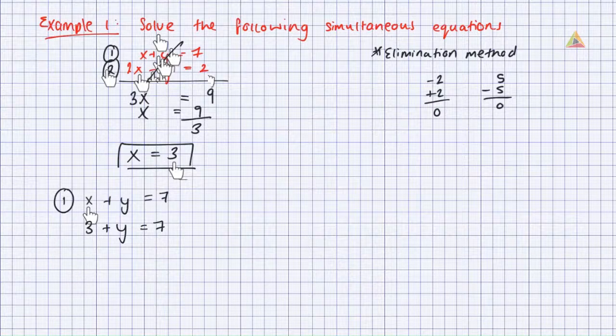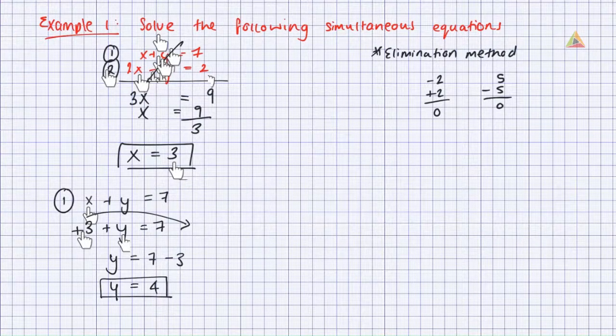I want to get letters to one side, numbers to the other. So I want to leave y here. I'm going to bring the 3 over beside the 7. So if there's no sign in front of the 3, we assume it's positive. So we assume it's plus 3, so we need to bring it over here beside the 7. So it's now going to become y is equal to 7 minus 3. So y is equal to 4. And that's it. So they're very straightforward.